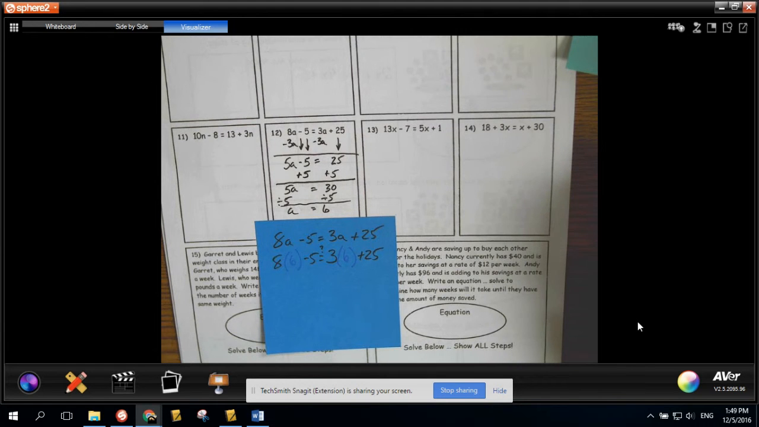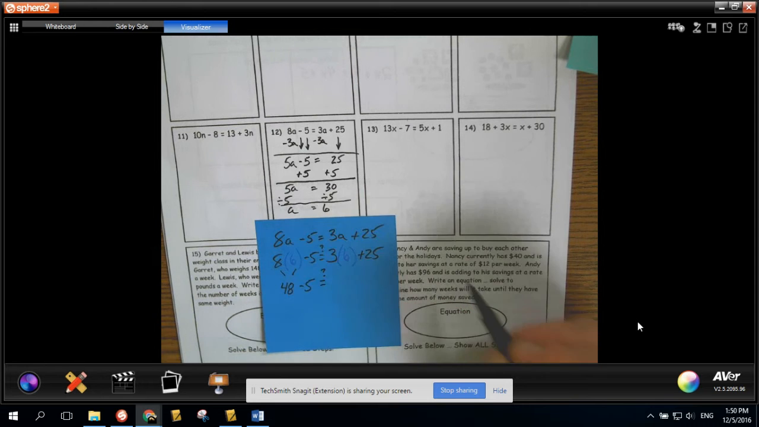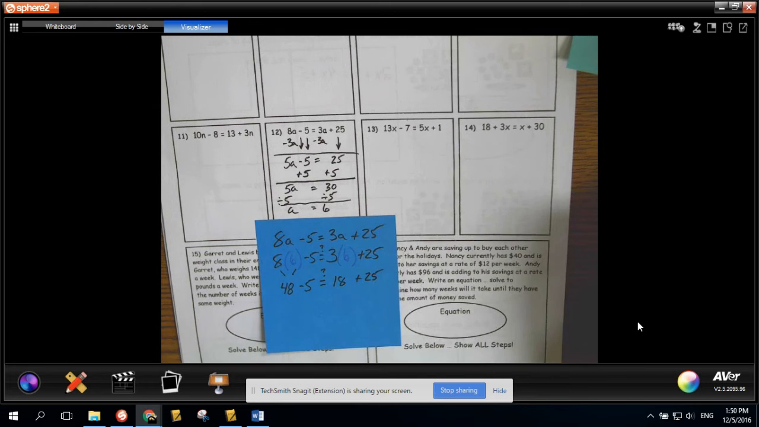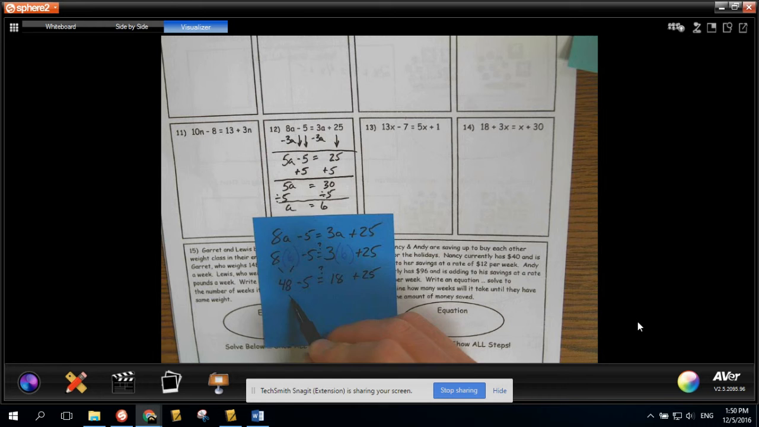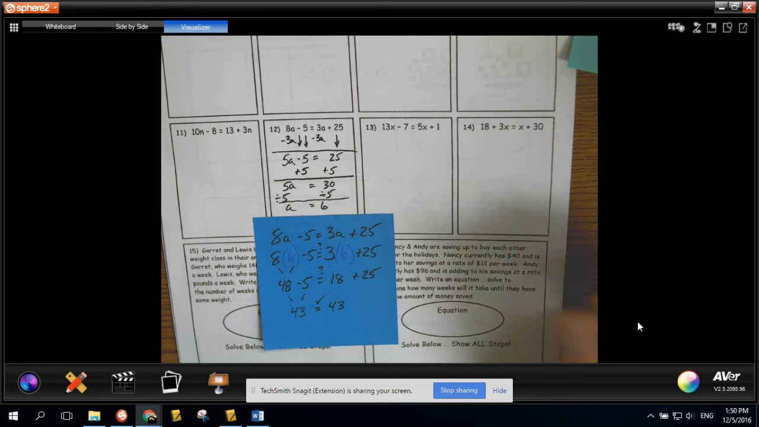We follow order of operations here, so there's no parenthesis work to do. There's no exponents. There is multiplication, however. So we're going to simplify that first. 6 times 8 gives me 48. Bring down the minus 5. 3 times 6 is 18. And bring down the plus 25. And the last thing that we do here is simplify the subtraction. So 48 minus 5 is 43. And that should be equal to 18 plus 25, which is 43.